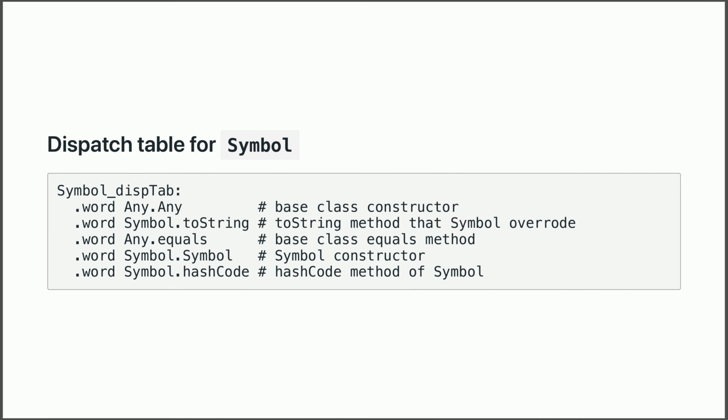Then we have a dispatch table. A dispatch table is like a list of methods available in the class. The following is the symbol class dispatch table, so all the methods available. You can see we have any. Remember, symbol was extending the any class, and the any class has a method called any, which is a constructor. So we are saying that there's a method in symbol called any, and it's coming from the any class.